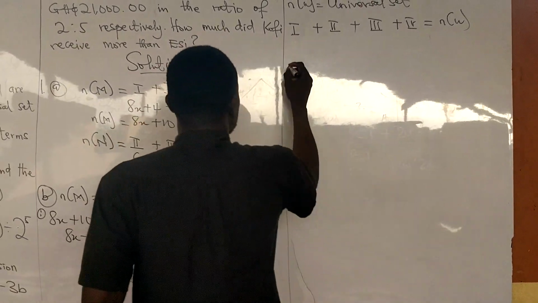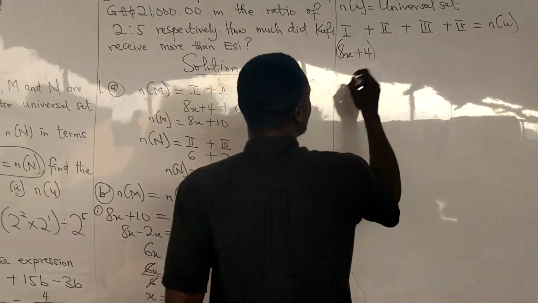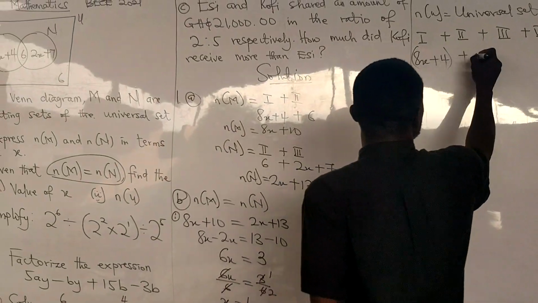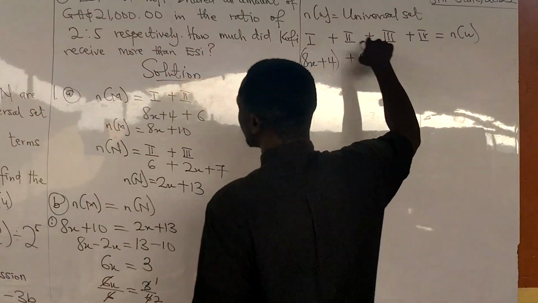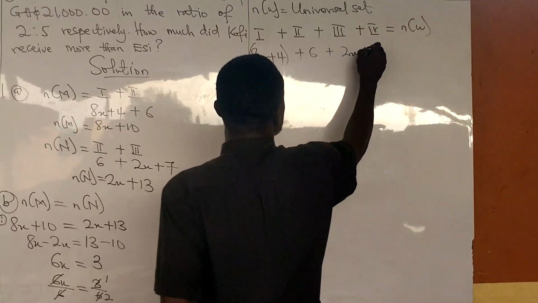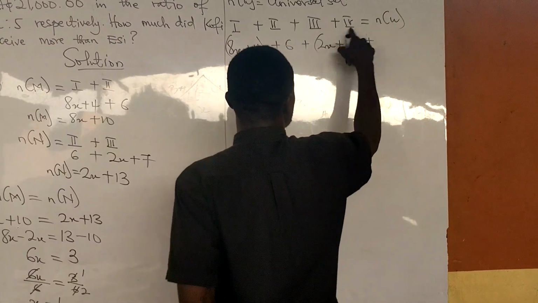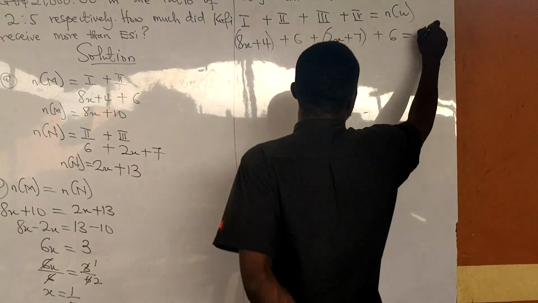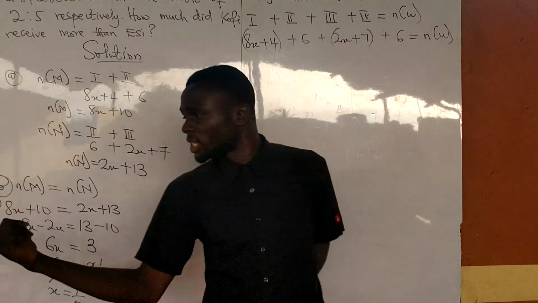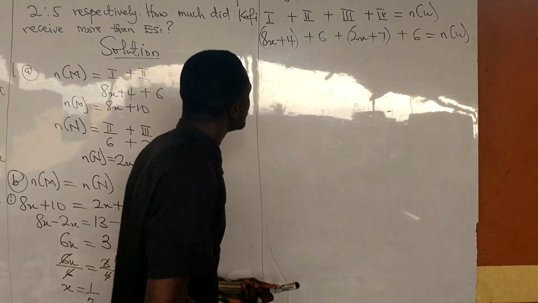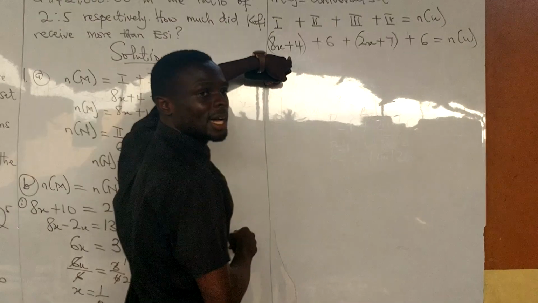So region I, we have 8x plus 4. Let's put this in a bracket. Plus region II, we have 6, which is the intersection. Plus region III, we have 2x plus 7. Also, let's put it in a bracket. Plus region IV, which is the complement, we have 6. All this put together gives you the number of U, which is the universal set, which we are to solve for. So now, how can I work this out to find my universal set?